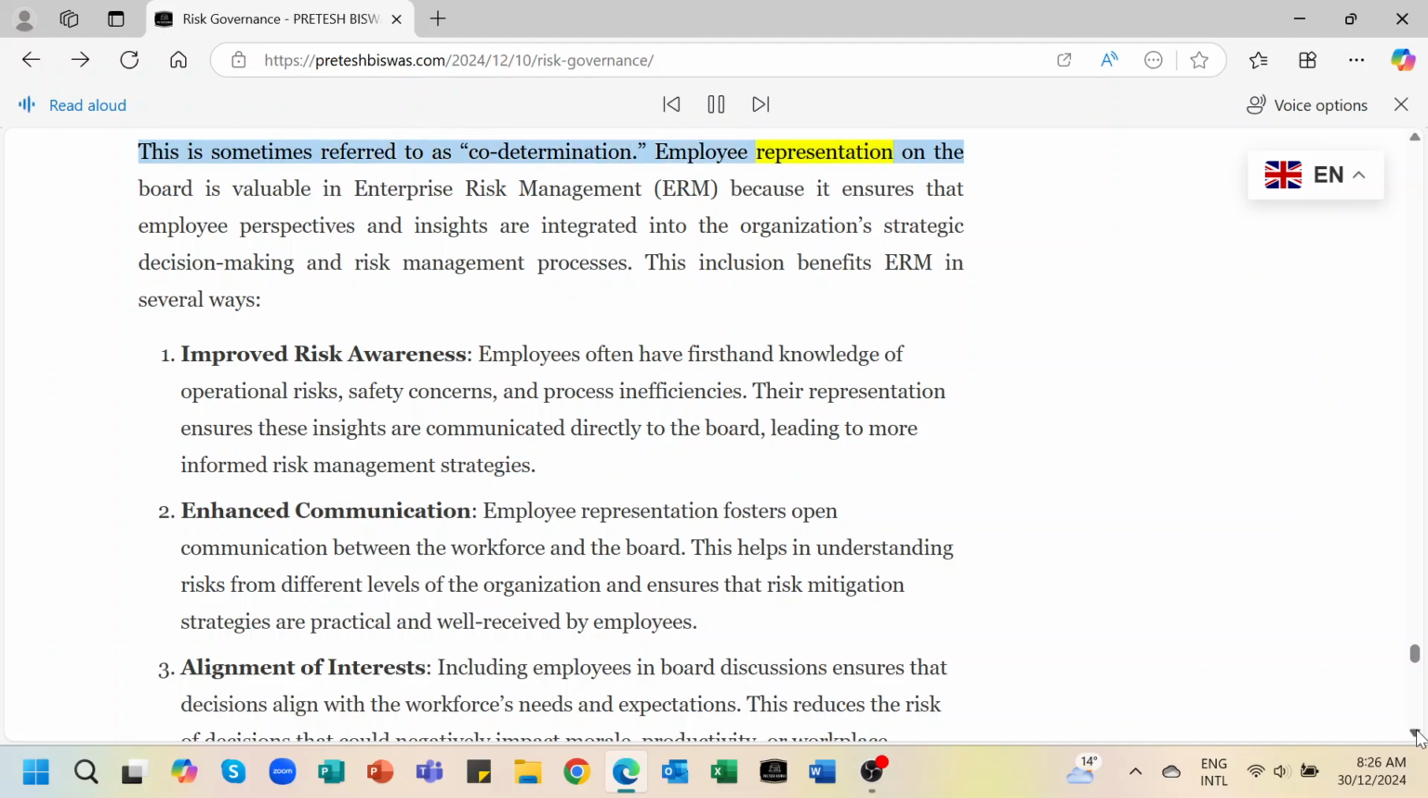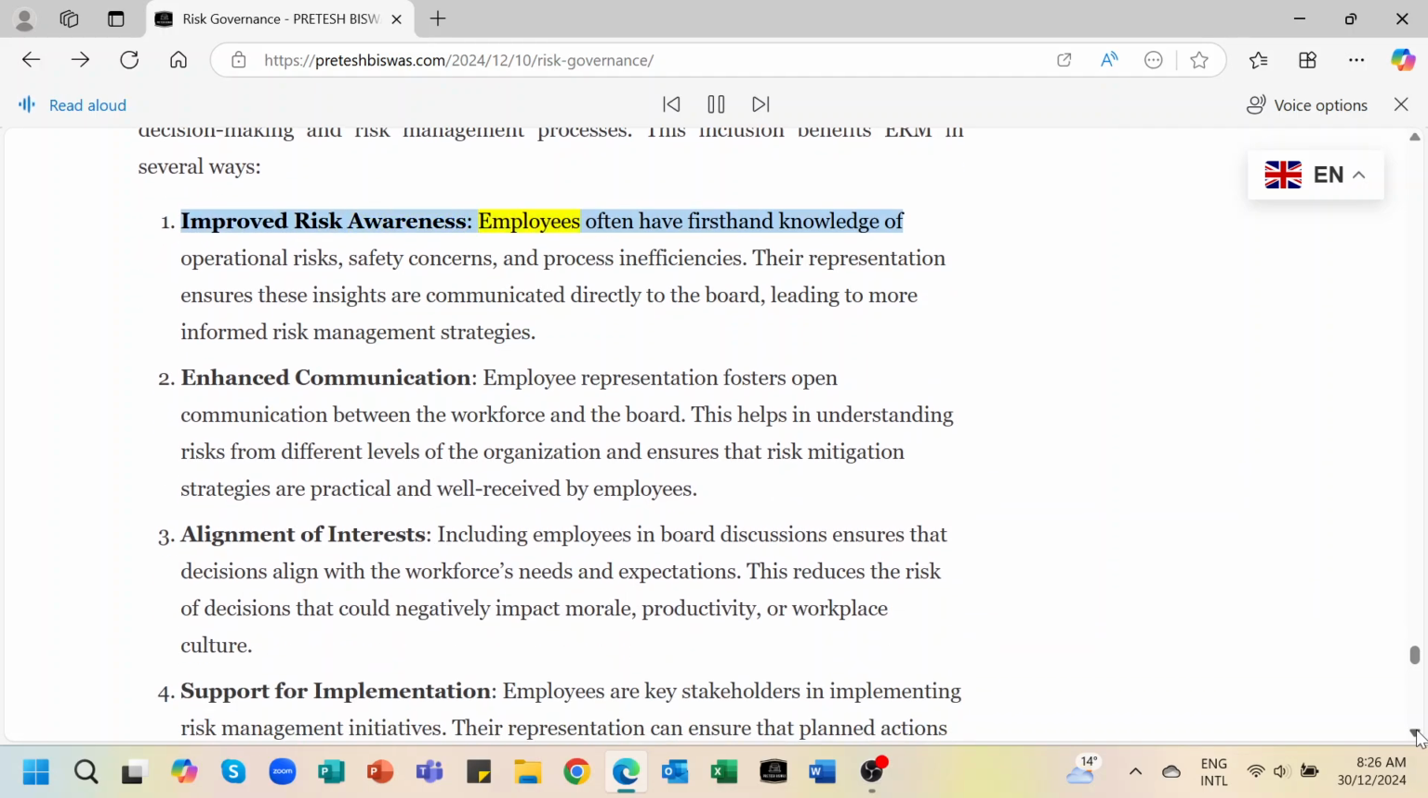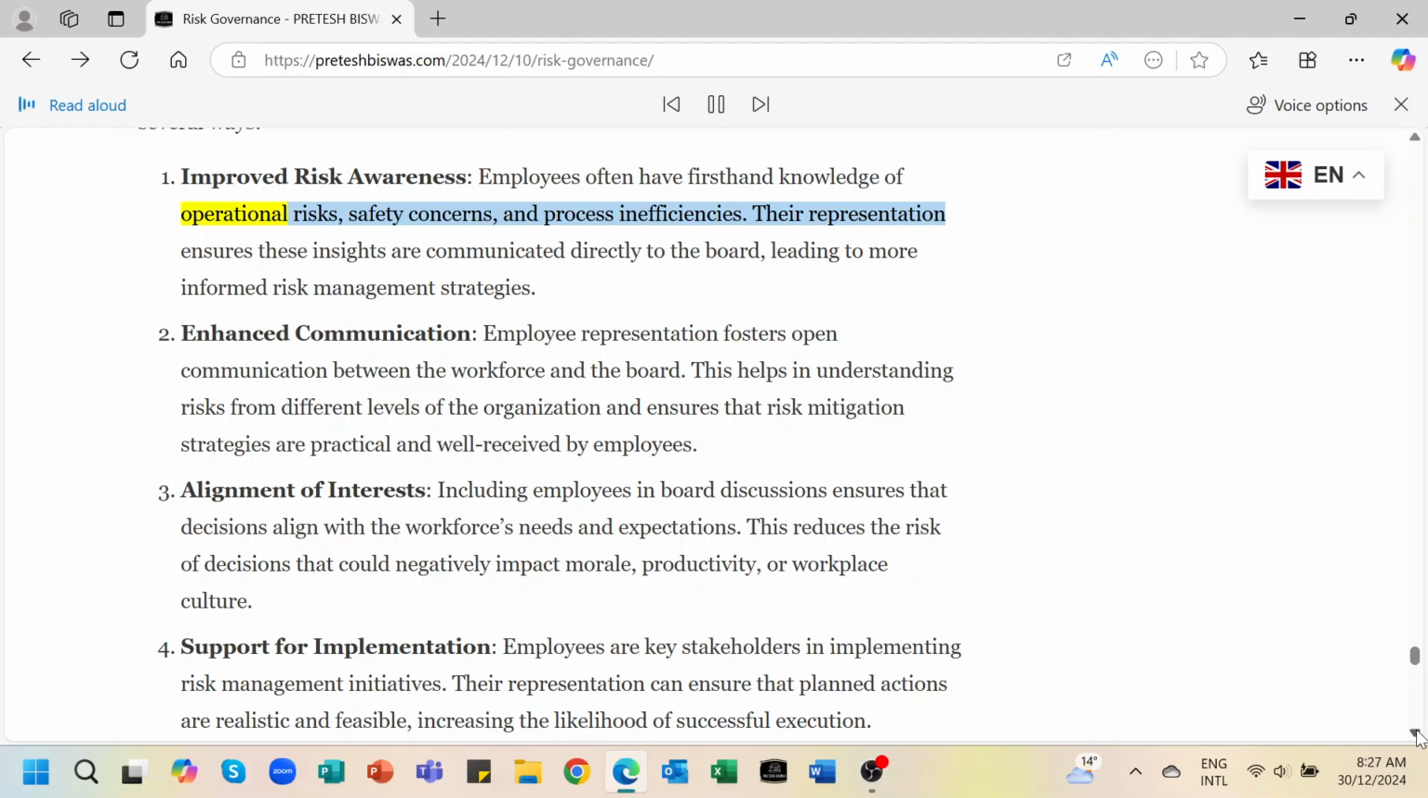Employee representation on the board is valuable in enterprise risk management, ERM, because it ensures that employee perspectives and insights are integrated into the organization's strategic decision-making and risk management processes. This inclusion benefits ERM in several ways. Improved risk awareness. Employees often have first-hand knowledge of operational risks, safety concerns, and process inefficiencies. Their representation ensures these insights are communicated directly to the board, leading to more informed risk management strategies.